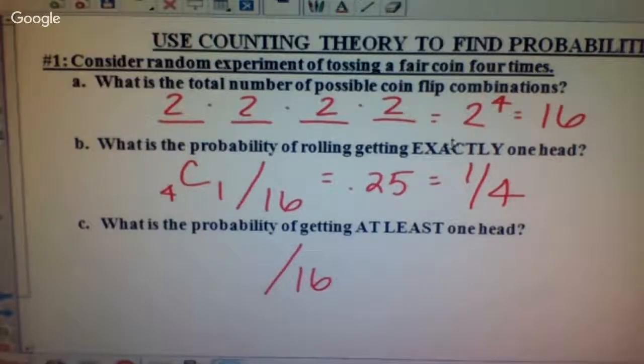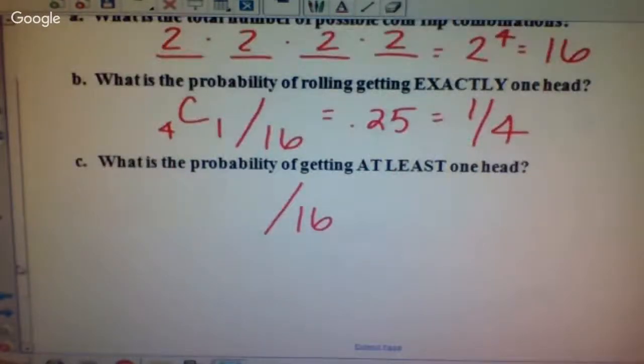Okay, part C. At least 1 head. At least, we're still using combinations. Exact, at least, at most, those are all combinations. What does at least 1 head mean? No less than 1. So that means 1 or more.